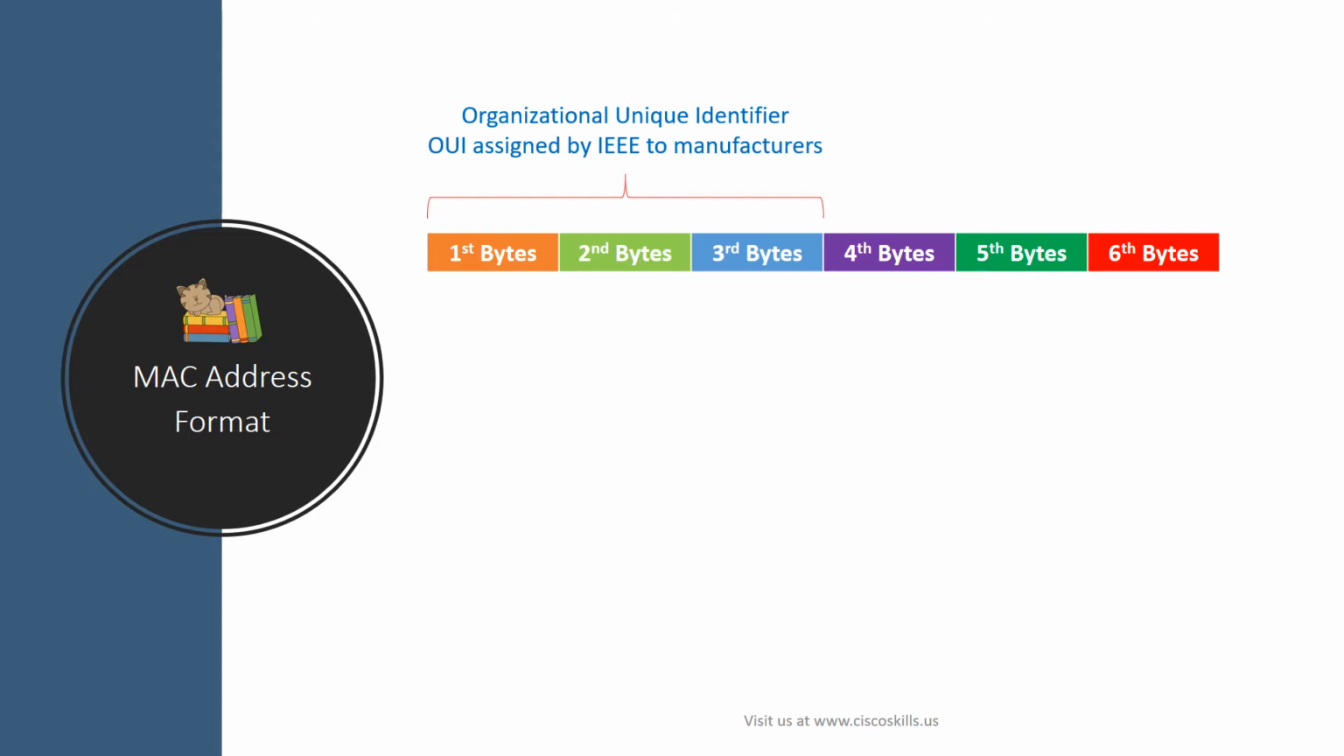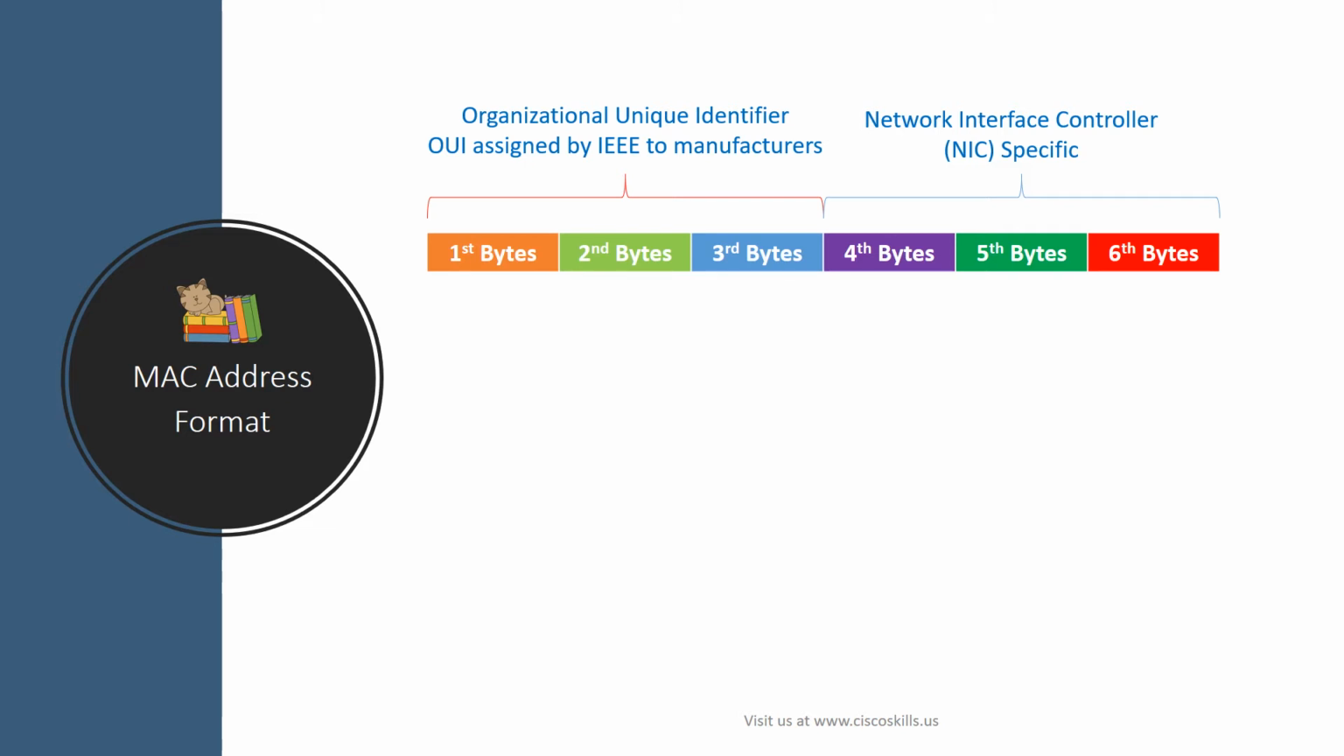You now can figure out that by looking up the first 3 bytes of a MAC address, you can find out the manufacturer of the network card. The last 3 bytes is Network Interface Controller Specific. It is assigned by a manufacturer to the network card.